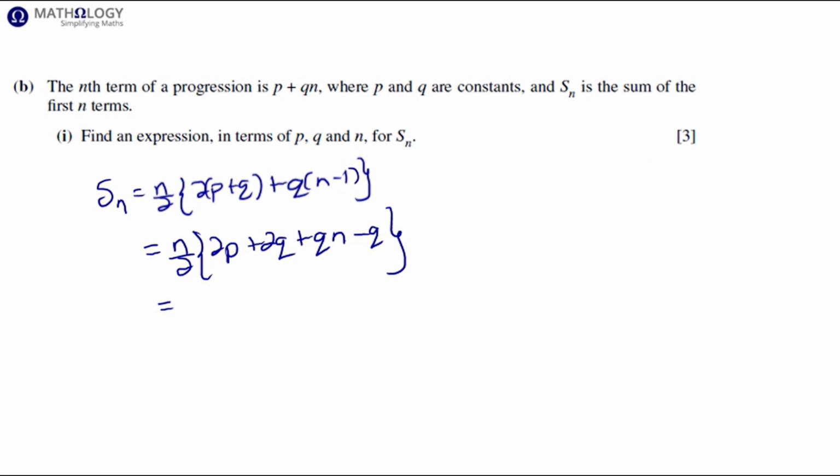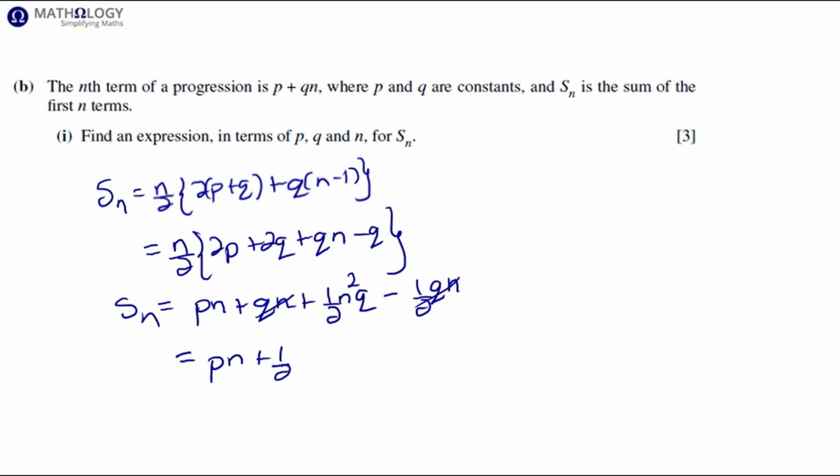And then we can bring the half, the n over 2, into the brackets. So we'll have pn plus qn plus a half n squared q minus a half qn, which equals Pn plus Qn minus half Qn, which is a half Qn, plus a half n squared Q.